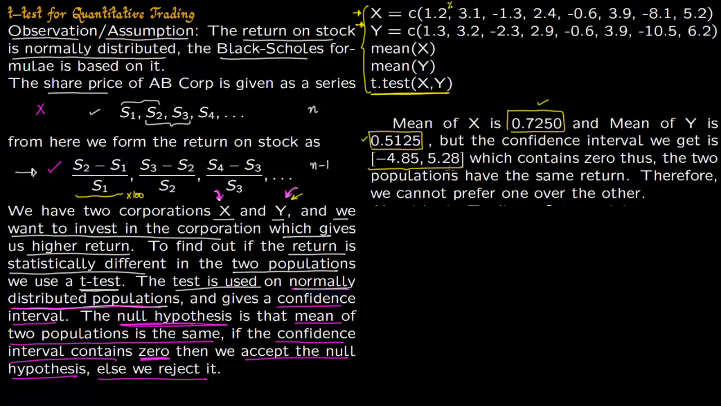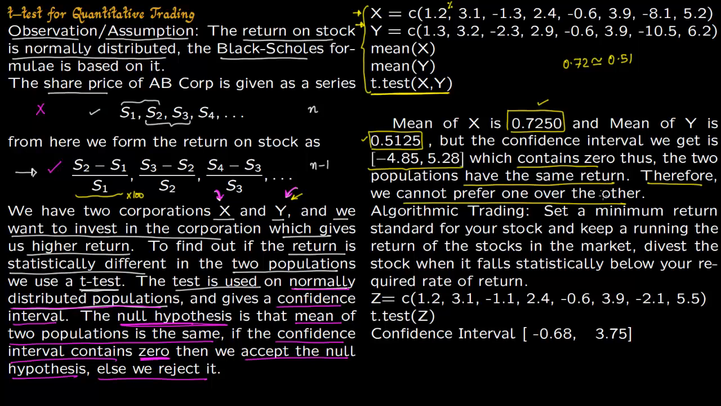So in this confidence interval, there is a 0 in it. Since it contains 0, you can say that the two populations have the same return. So 0.72 is statistically the same as 0.51. The difference between these two is because of randomness in the stock price values. These two values are not very different from each other. Therefore, you cannot prefer one over the other.